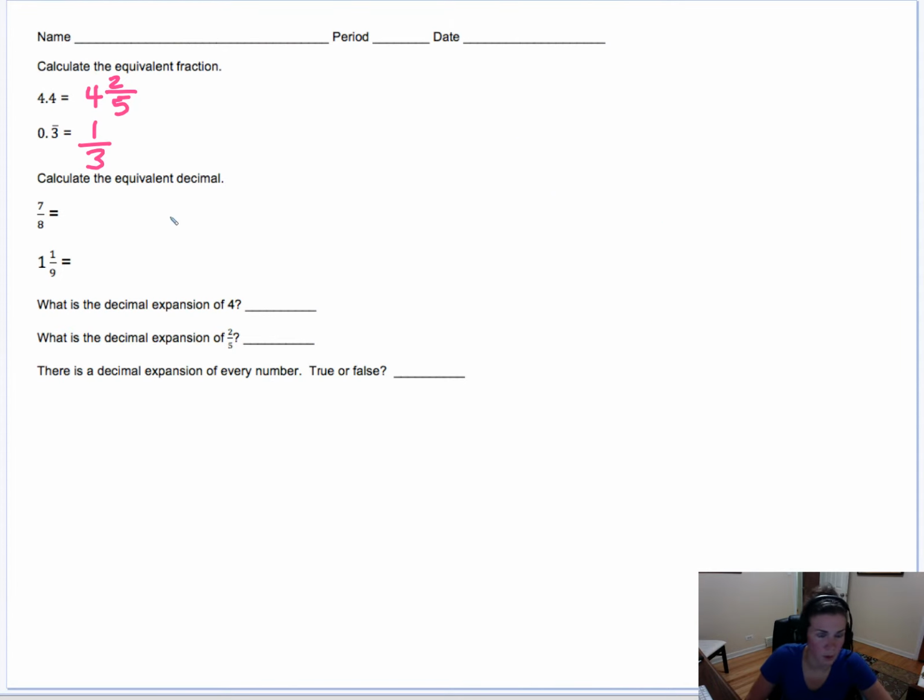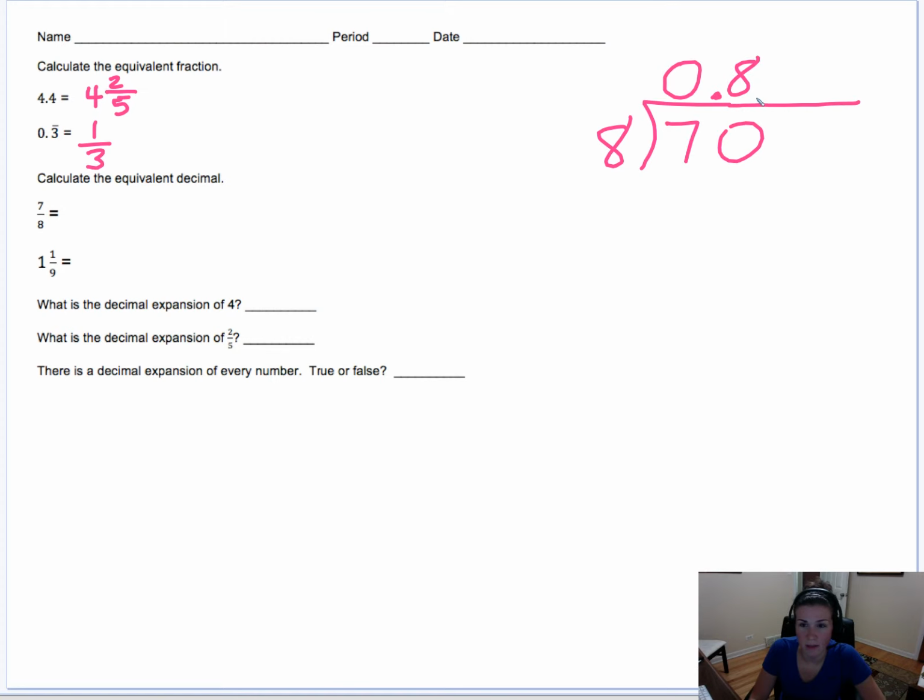Now for the next part, we're calculating the equivalent decimal. So we're converting 7/8 to a decimal. The way we do that is long division. 7 divided by 8. So you would ask yourself, how many times does 8 go into 7? Since it doesn't, we'll add a 0. But since the number's done, we're adding a decimal point here. So now we say, how many times does 8 go into 70? Which would be 8 times, because 8 times 8 would be 64.